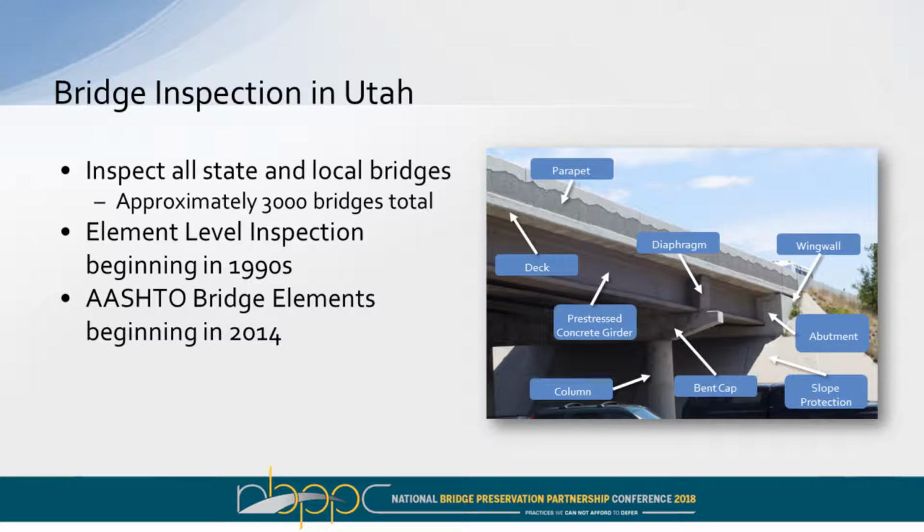UDOT has been doing element level inspections since the 1990s with the AASHTO core elements, and we went to the AASHTO bridge elements in 2014. It's been a lot more consistent. There's been a little more documentation that we've needed to do, but the consistency and also the definitions of the elements are a lot more refined with the AASHTO elements.